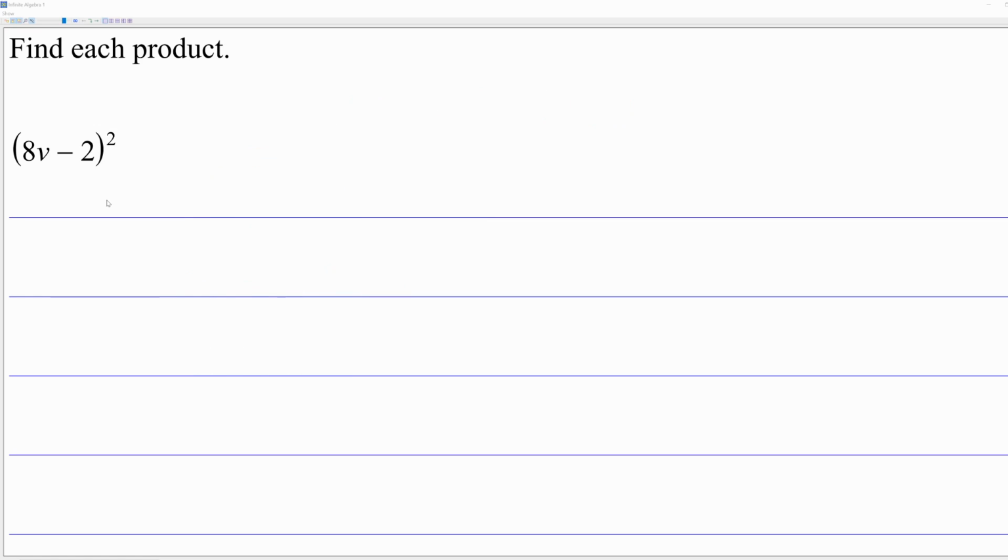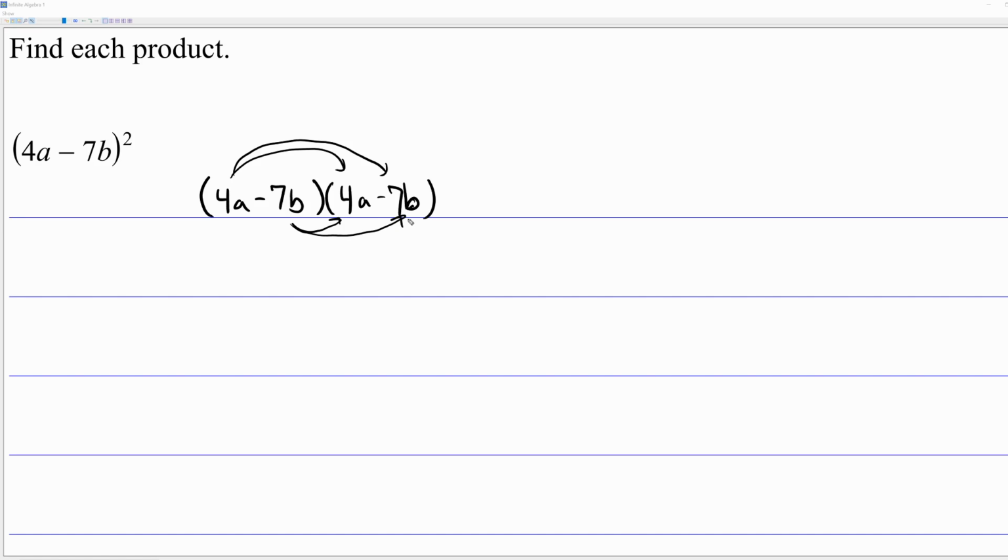Now, if you have an example with 2 variables, this is exactly the same. So I'm going to go through this rather fast. I'm not going to do all the different colors. 4a minus 7b times 4a minus 7b. Draw your 4 arrows. And like I said, I'm not going to color code these. Follow the top arrows. 4a times 4a is 16a squared. 4a times negative 7b, that's minus 28ab. And now the bottom arrows. Negative 7b times positive 4a. Well, that's another minus 28ab. And then the last arrow, negative 7b times negative 7b is plus 49b squared.